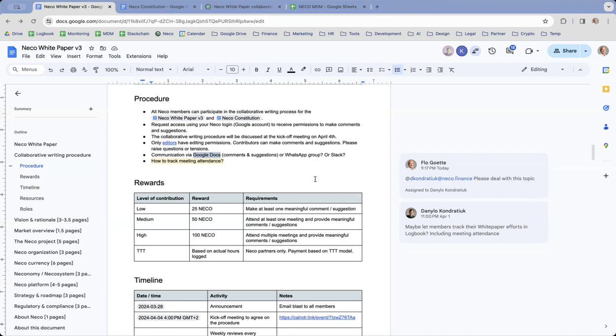However, in this white paper, we want to keep it simple. We want to try to keep the legal language out and use plain English.